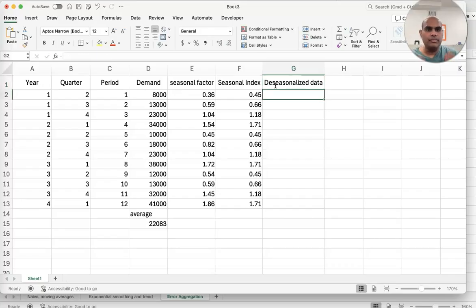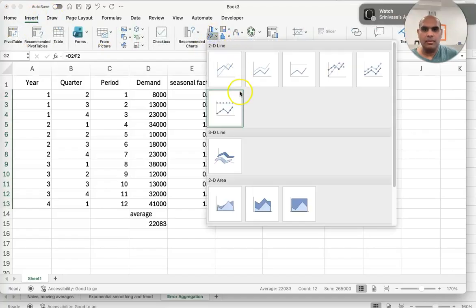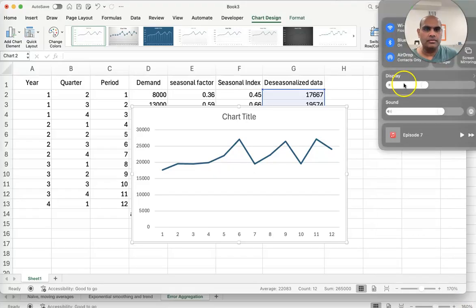Deseasonalized data, so you're stripping seasonality out of the data. And how do you do that? You take any demand that you have and divide by the seasonal index. That's your deseasonalized data. I'm going to get rid of any decimal places, I don't want any in my demand. And there you go. You'll notice that this number sometimes goes up and down, but in general is increasing. Even if I inserted a line, you will notice that.